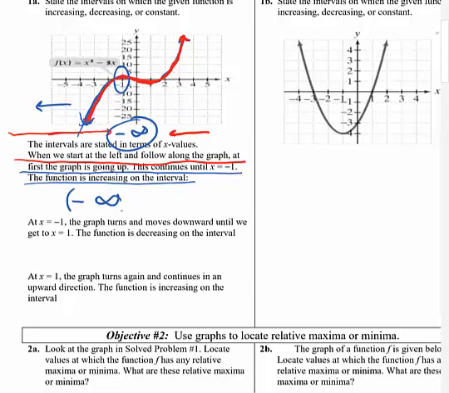And when we talk about intervals of increase and decrease, we always talk about x values. So you're never going to specify y values. We're actually not even going to look at the y-axis. It only goes up to an x value of, and that's tough to look at.